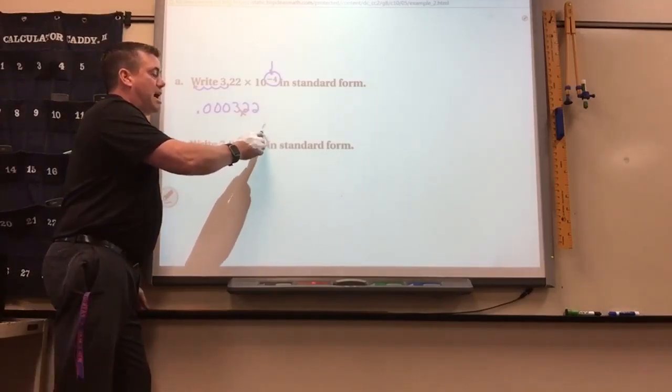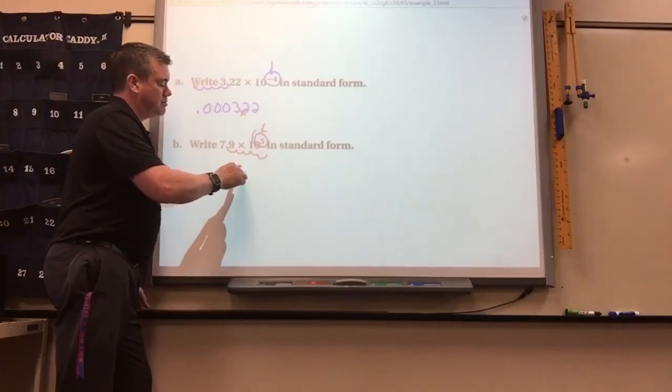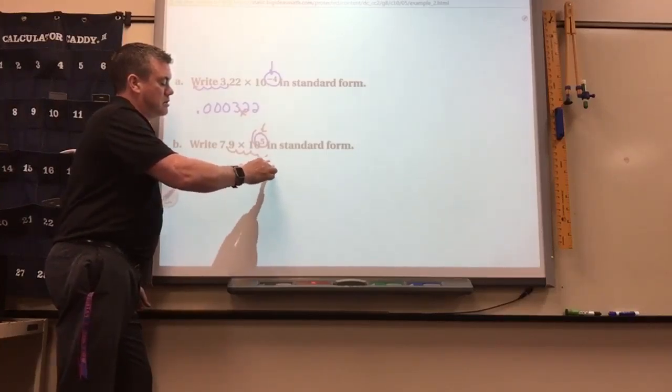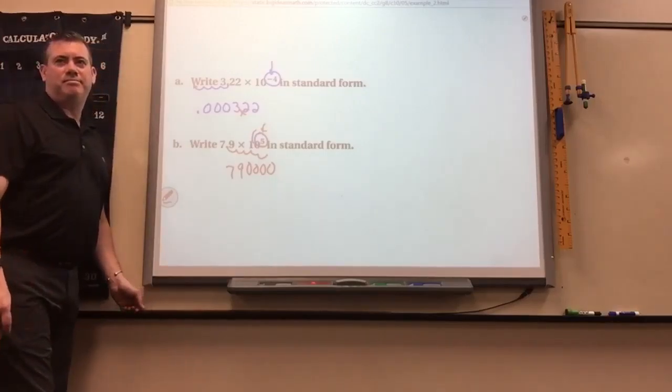So this one, move it 5 spots. It's positive, to the right. 1, 2, 3, 4, 5. So it would be 790,000. Okay?